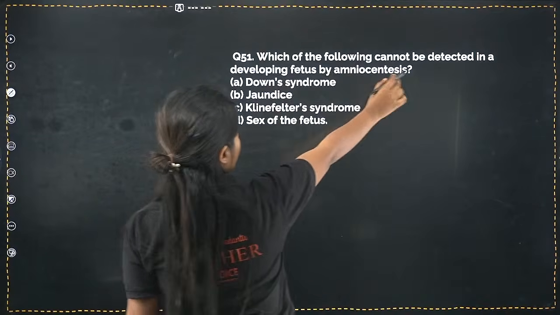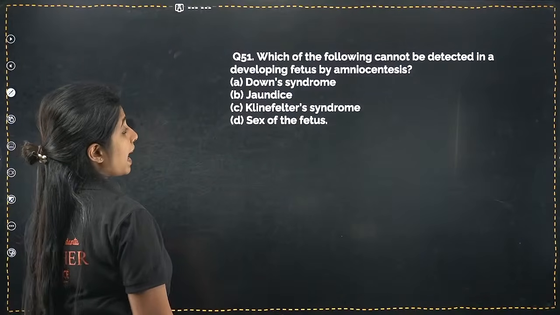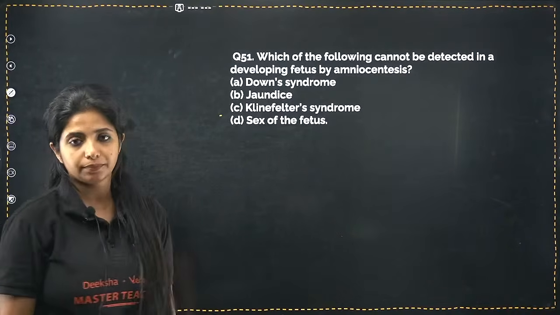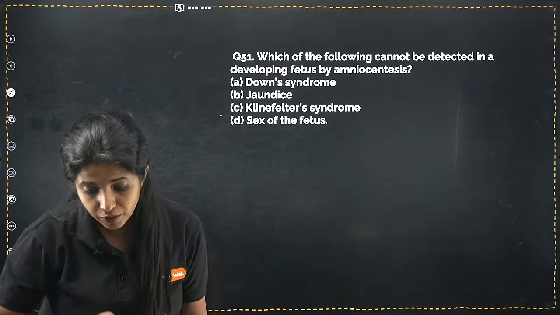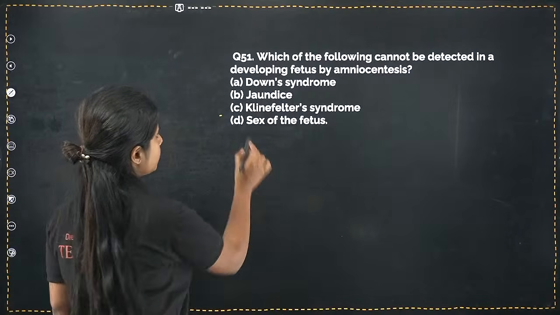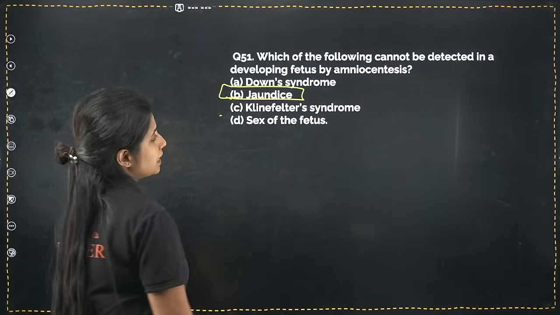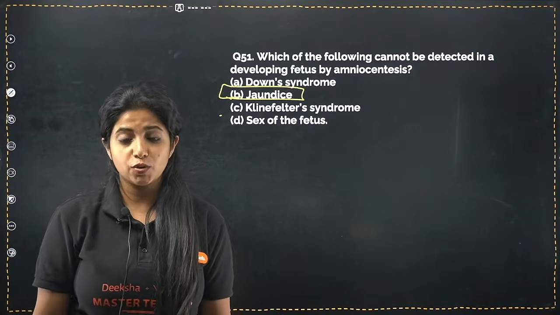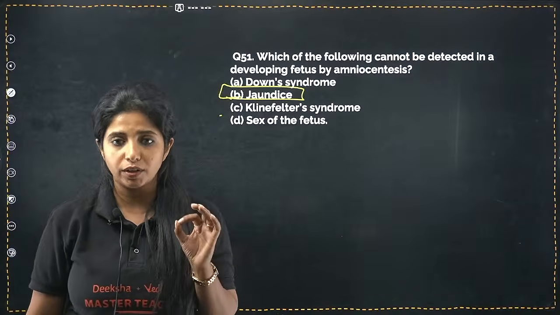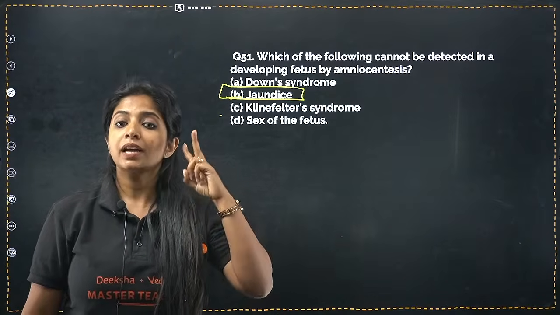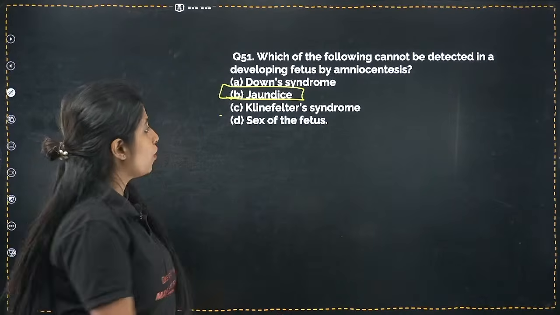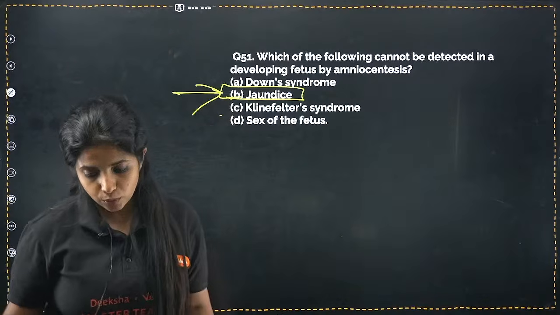Which of the following cannot be detected in developing fetus by amniocentesis? Down syndrome, jaundice, Klinefelter syndrome, or the sex of the child? What is the answer for this? Which cannot be? So, B. Most of you are saying B. B is what? Jaundice. Yes. Jaundice is not a genetic disorder. I told you, with the help of amniocentesis, you can only find a genetic disorder. Down syndrome is a genetic disorder. Klinefelter is a genetic disorder. Sex of the fetus again has to do with genetics. So, obviously, B is the answer which is going to be wrong.